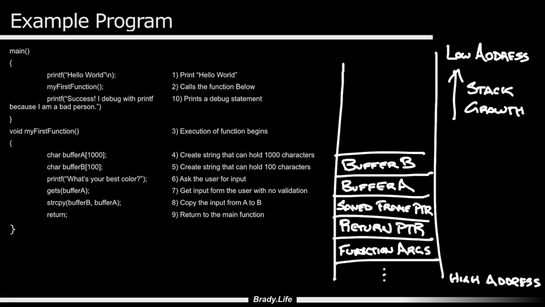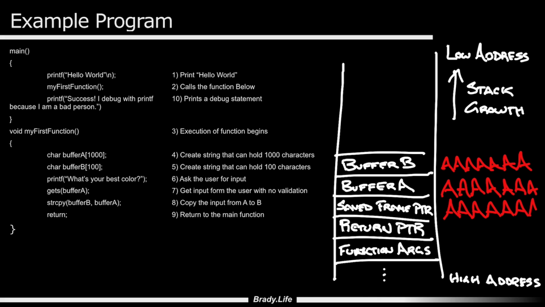So when we're asking the user for their input here, if they just responded with 1,000 A's, and that was copied into buffer A and then copied into buffer B, well, now I'm just going to have a bunch of A's overriding all the data in my stack because I didn't do proper validation, but it's still getting written to memory. It will overwrite my return pointer. And with that done, now my program's just going to crash. It doesn't actually know how to get out of my first function back into main.